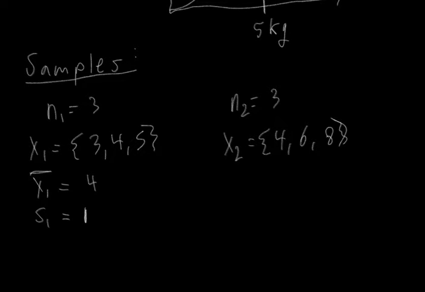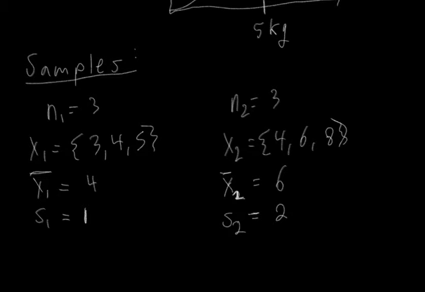And then let's do the same for our second sample, or sample 2. So we have mean 2, x2 bar, is equal to, so that's the middle value, 6. And if you took the average, you'll see that it's 6. And then the standard deviation of this, or S2, is equal to 2. On average, the average distance from the mean is 2.